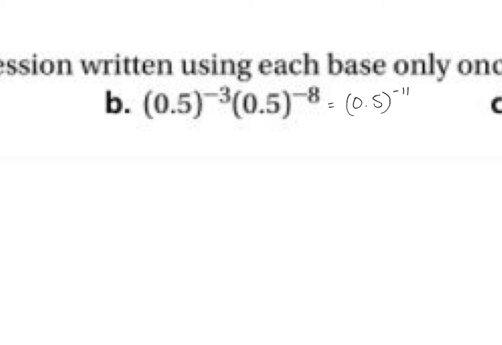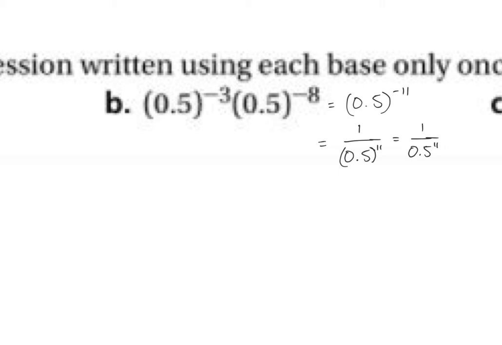Very good. You cannot leave 0.5 to the negative 11. Negative exponents are considered not simplified. So we have to flip this and write it as 1 over 0.5 to the 11th. If you don't have parentheses and you wrote it like this, both of these answers are acceptable. But the one that isn't acceptable is the one that says 0.5 to the negative 11.